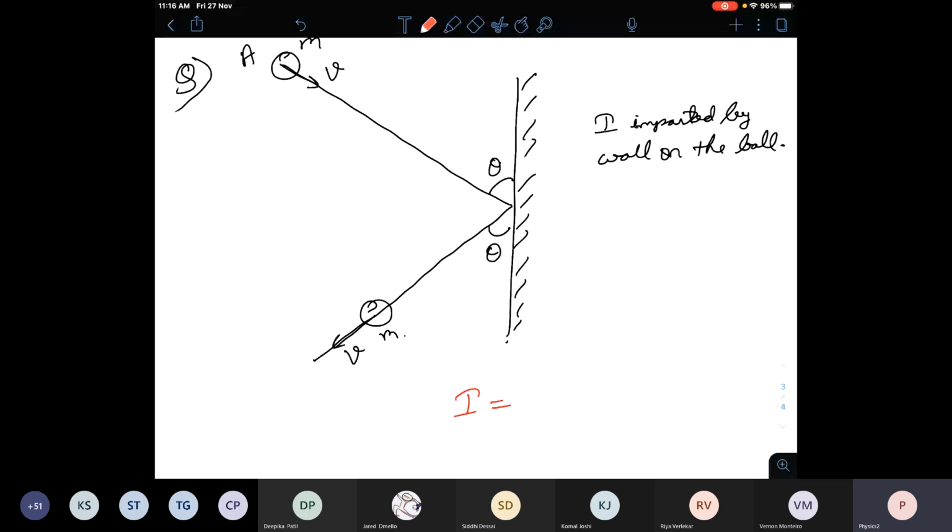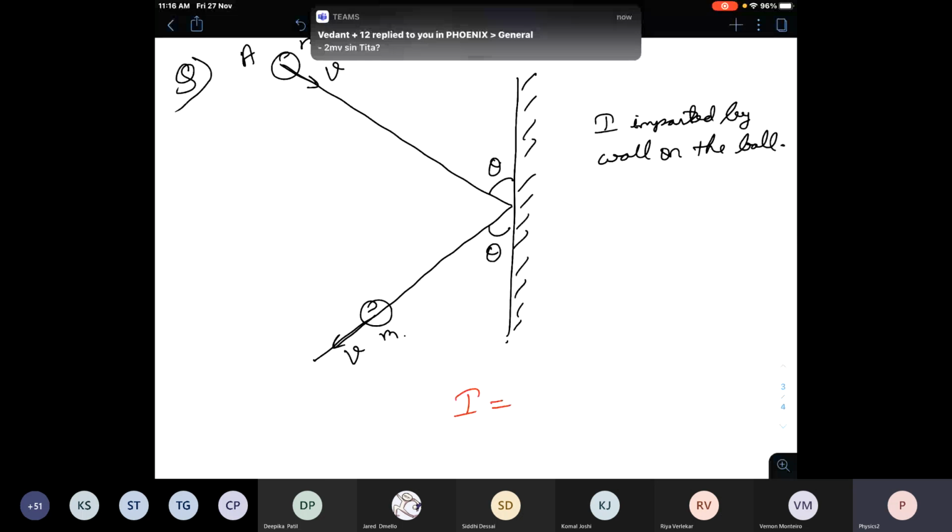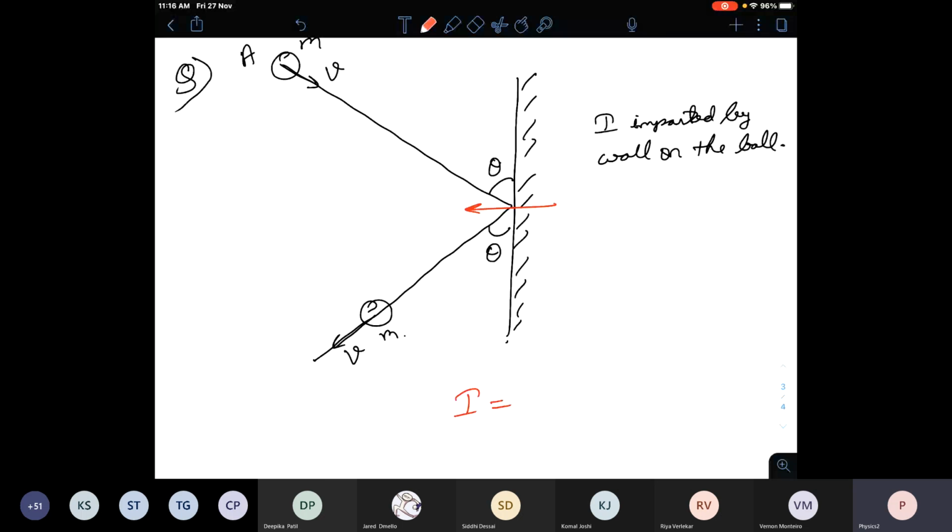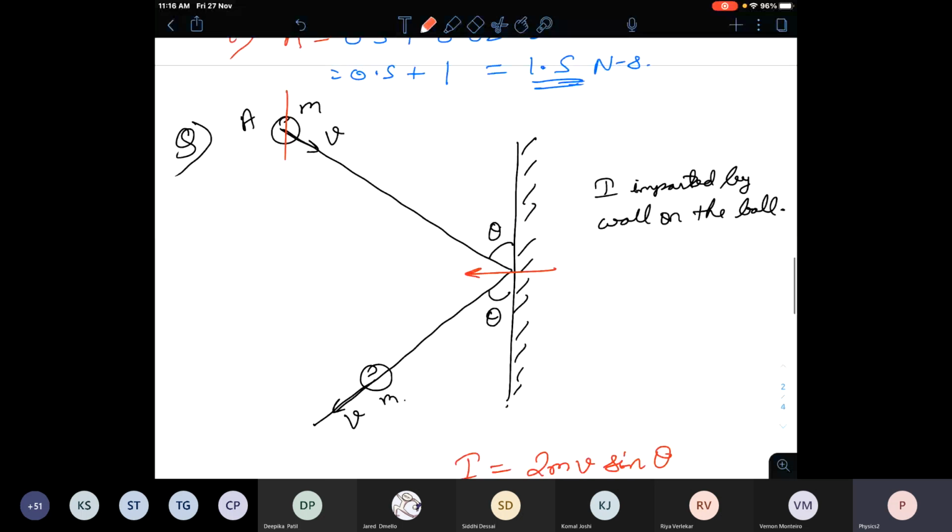Yes, 2 mv sine theta. Very good. Everybody is getting almost this. Minus 2 mv sine theta is the direction, because it will be in this direction. So that is why you might be getting minus 2 mv sine theta. But if I'm talking about the magnitude, it is 2 mv sine theta. Very easy. You just have to take the components.